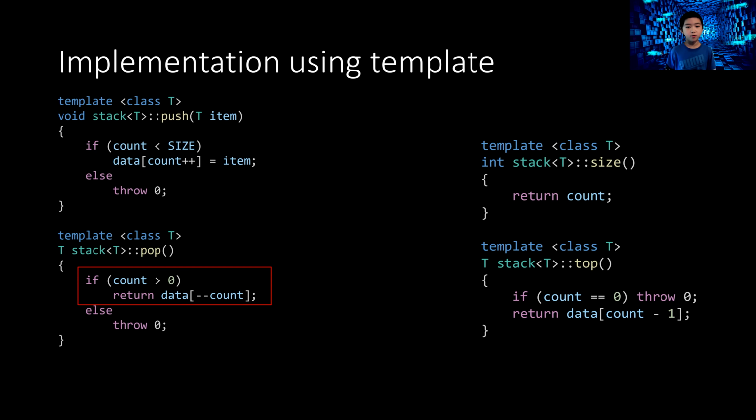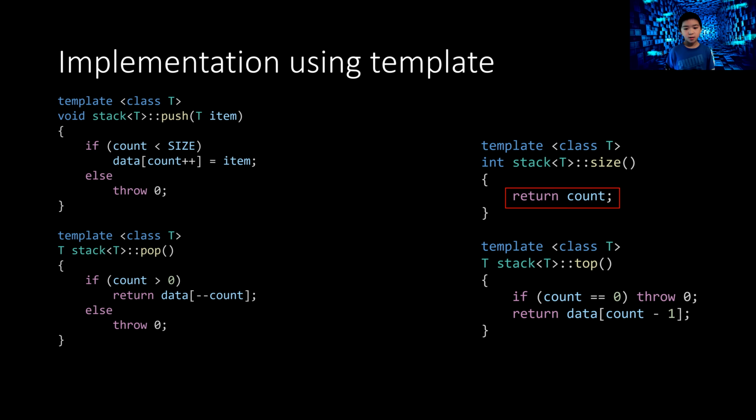Then let's look at the pop function. We can pop only if the stack is not empty, so we check whether count is larger than 0. Then we decrease the count by 1, and that's the index of the element at the top of the stack. This function will return that element. Please note the two minus signs in front of count. That means the count is decreased before we use its value as an index. In both the push and pop functions, the stack is modified. So does the count value.